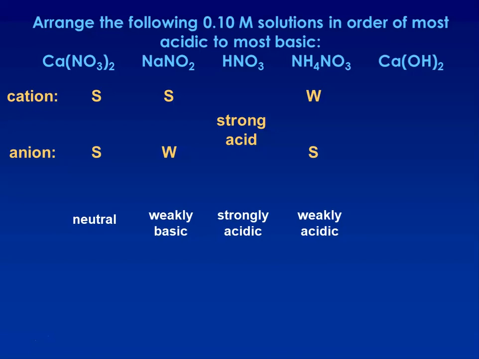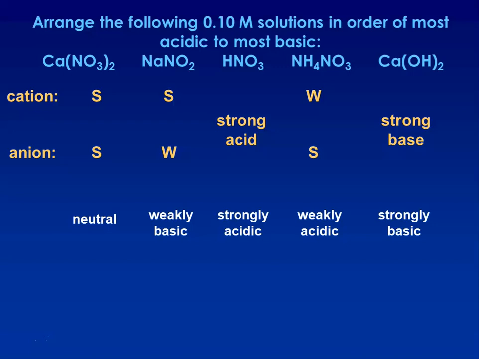Calcium hydroxide has hydroxide. The calcium part's fine, but the hydroxide part makes it a strong base. So we don't have to go any further with it. If you see that hydroxide, or if you have an acid that's one of your 6 strong acids, that tells you whether it's a strong acid or strong base.